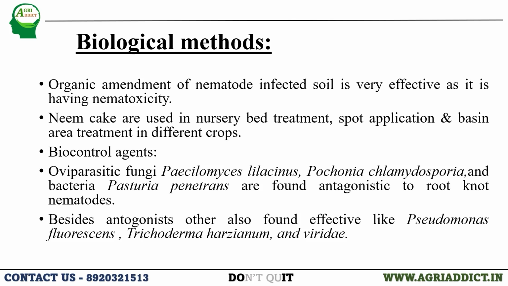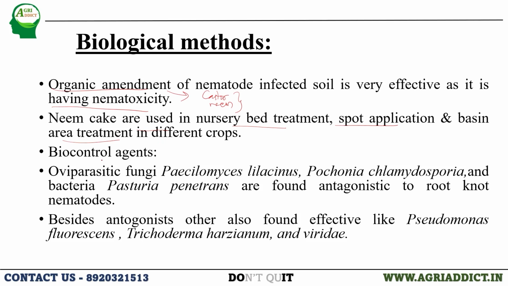Next is biological methods. Organic amendments of nematode infected soil are very effective as they have nematode toxicity. Organic amendments are nothing but castor cakes, neem cakes. These enhance the soil property in terms of fertility also, and indirectly encourage the growth of natural enemies which will control the root knot nematodes. So use of organic amendments has an advantage in the control of root knot nematode. Next is neem cake, which is used in nursery bed treatment and even as a spot application and basin area treatment in different crops.